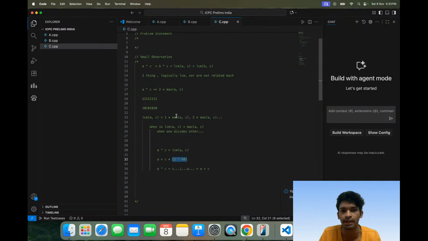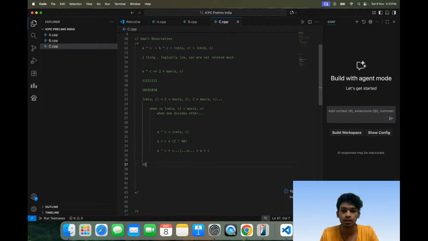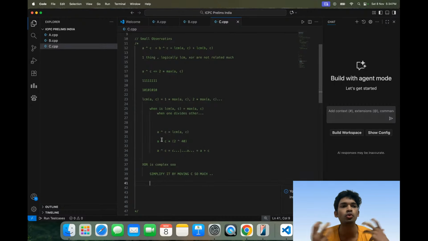XOR is complex. So what we have done is simplify it by moving C so much. So A equals 2 power 40. The idea is XOR is complex, but you want to preserve information, right? You don't want to lose information if you XOR two things. So in here, A XOR C being A plus C is possible. Now I can solve the problem.